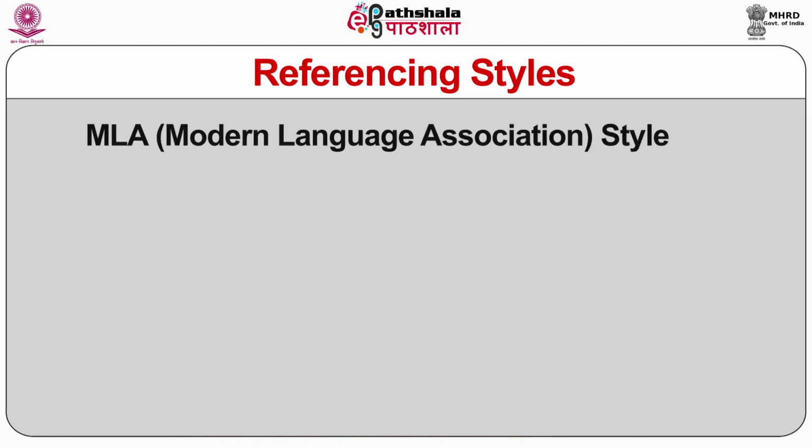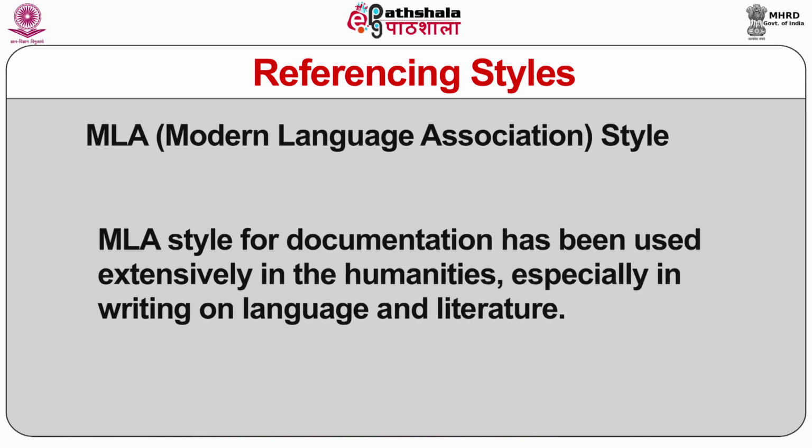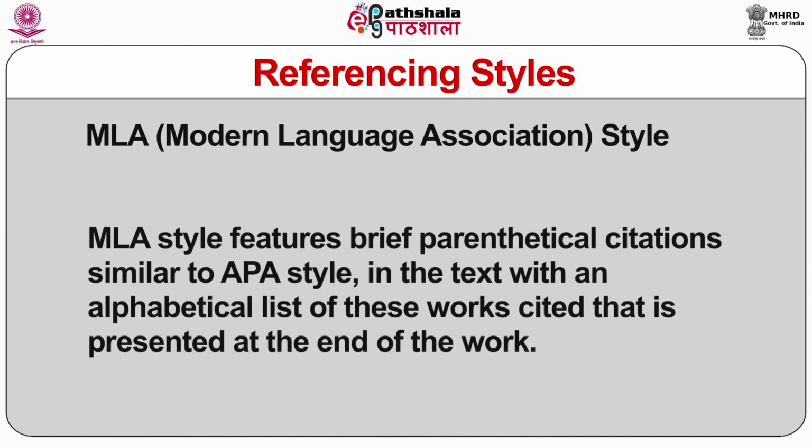The next referencing style is the MLA, that is the Modern Language Association style. Now, the MLA style for documentation has been used extensively in the humanities, especially in writing on language and literature. MLA style features brief parenthetical citations, which are similar to APA style, in the text with an alphabetical list of these works cited that is presented at the end of the work.